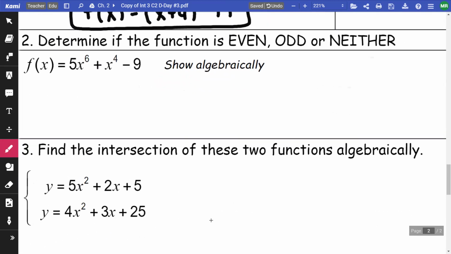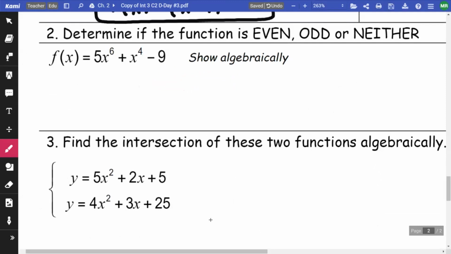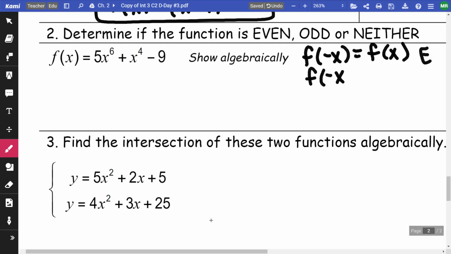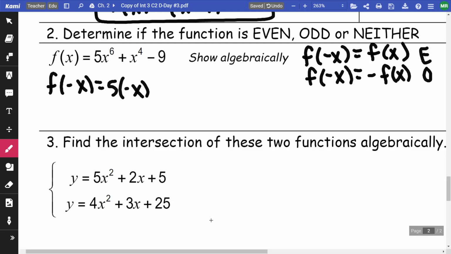Even, odd, or neither. What we want to pay attention to is when we put in a negative x. If I get out the same as the original f of x, that means it's even. If I put in a negative x and I don't get the same, but I get the opposite of the original, that's going to be odd. And if neither one of those happens, it's neither. So I'm going to write f of negative x is equal to 5 times negative x to the 6th plus negative x to the 4th plus 9.